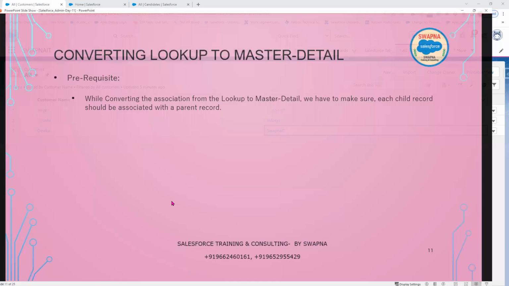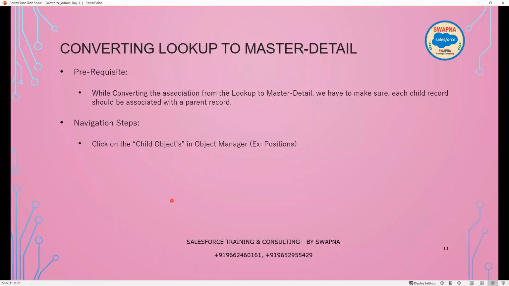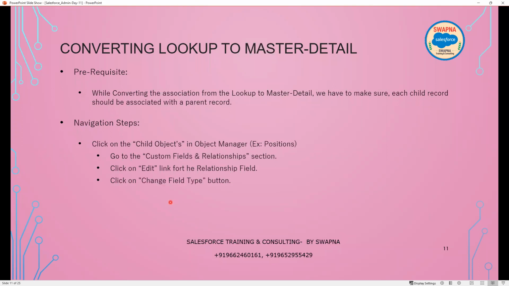Now the next part is the steps. We need to go to the child object, go to the fields and relationships, click on the edit link on the relationship field we want to modify, and click the change field type button. When you click on that, it will ask you to select the data type, either lookup or master. Two options it will give you. So change the option to master detail relationship, click on the next button and save it.